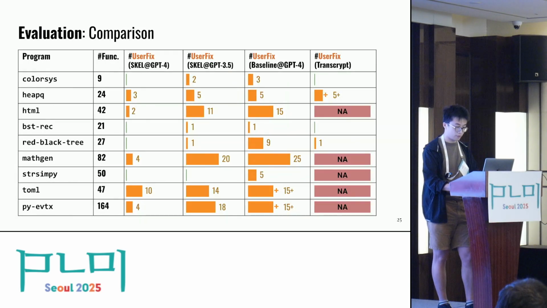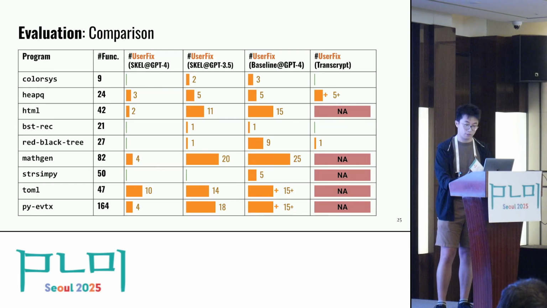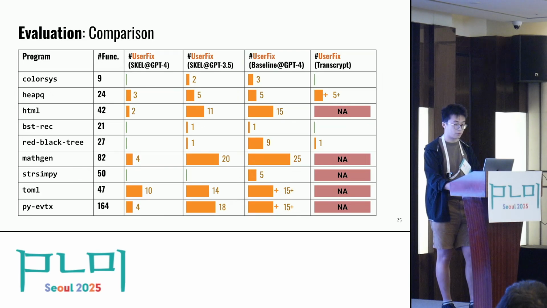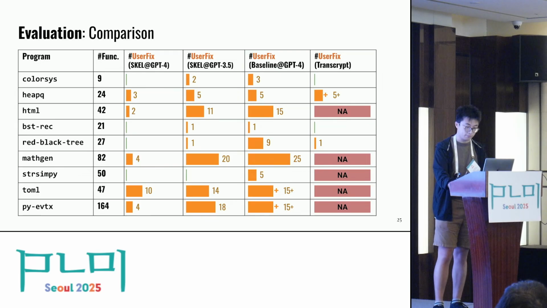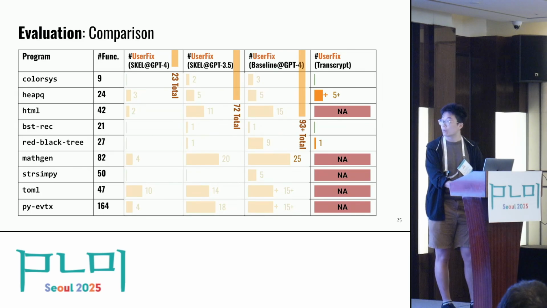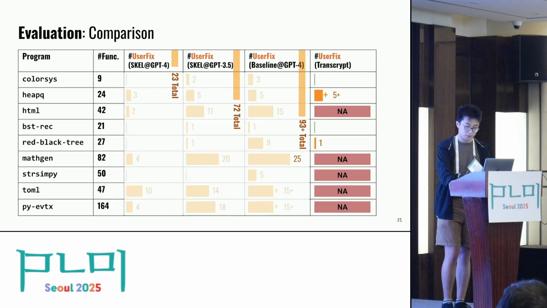So we also show how SKEL compares with baselines in terms of how much user fixing is needed. Here we choose our first baseline as GPT-4 with a simple strategy that basically translates function by function. And we choose our second baseline as Transcrypt, which is a compiler-based tool that translates Python to JavaScript. If we sum up the numbers of user fixes, SKEL with GPT-4 requires 23 fixes, or 5% of all the fragments. And GPT-3.5 requires more fixes, but is still fewer than the baseline with GPT-4.